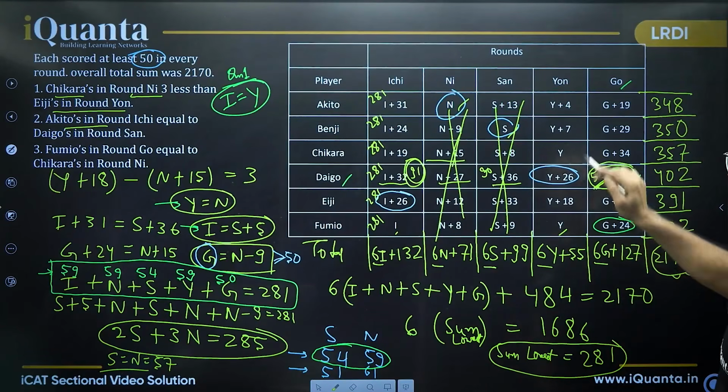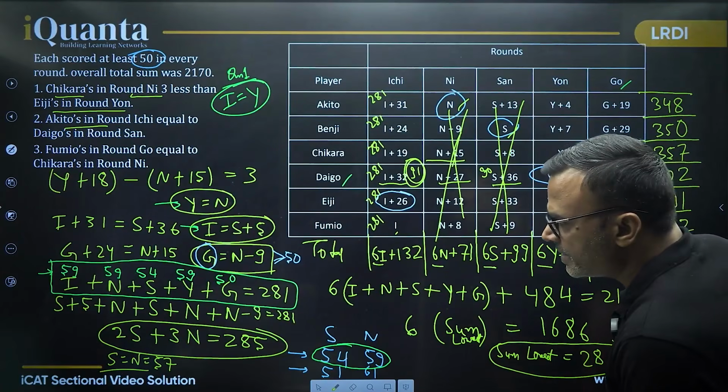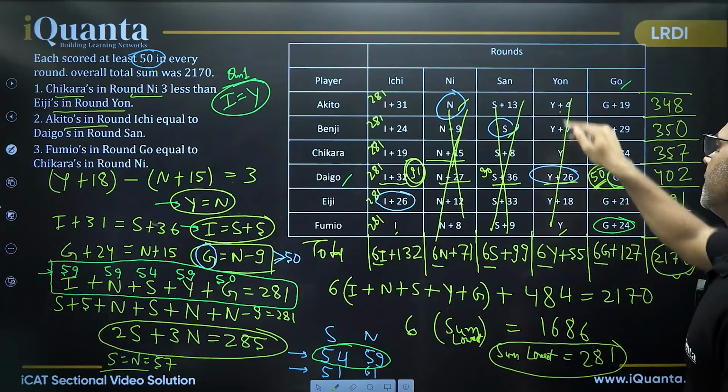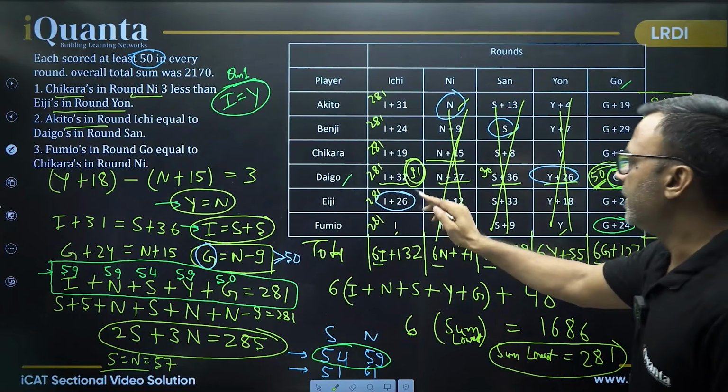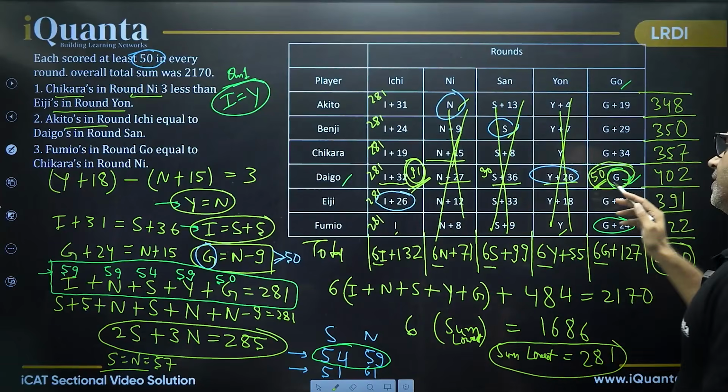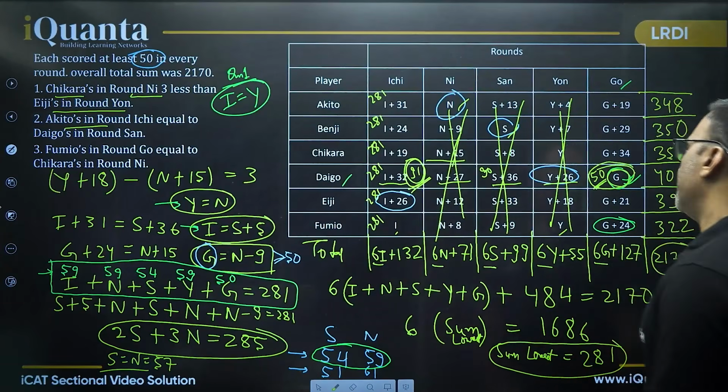Here Y plus 26. Y is 59. 59 plus 26, less than 59 plus 32. Clearly this is not it. So the overall highest score is 91. Oh, that is also Daigo only. The lowest was Daigo and the highest is also Daigo.